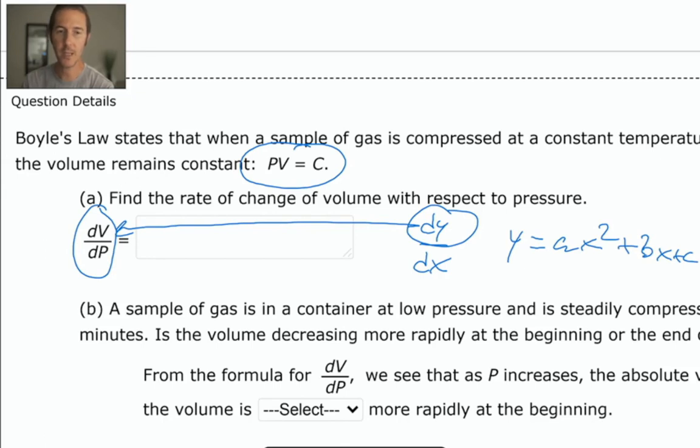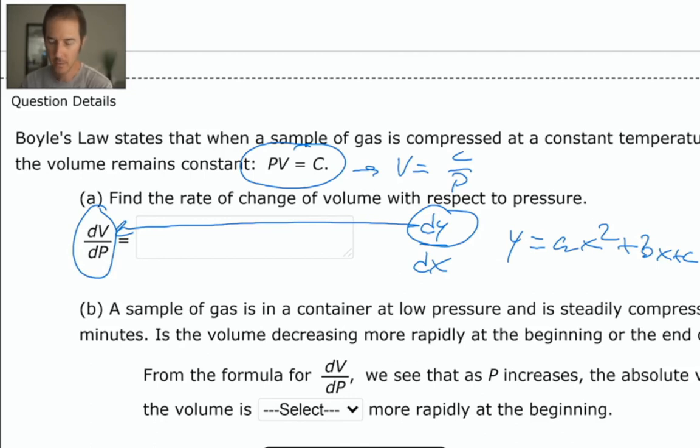If it says dV on the top, I recommend, probably, not all of the time, that you make your original equation say V equals. In this case, that's very easily done. V equals C over P. Can we now take the derivative with respect to P?